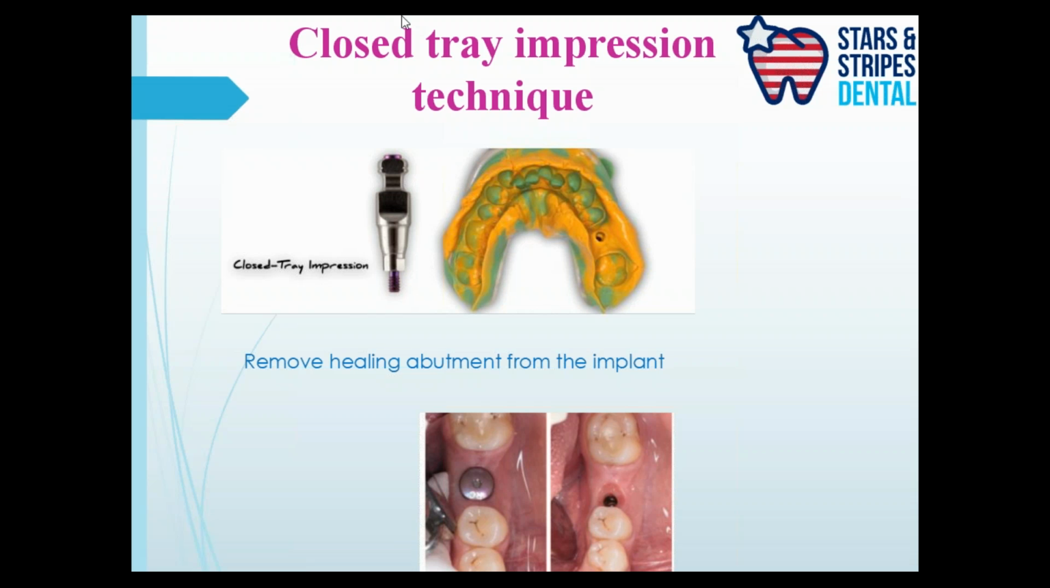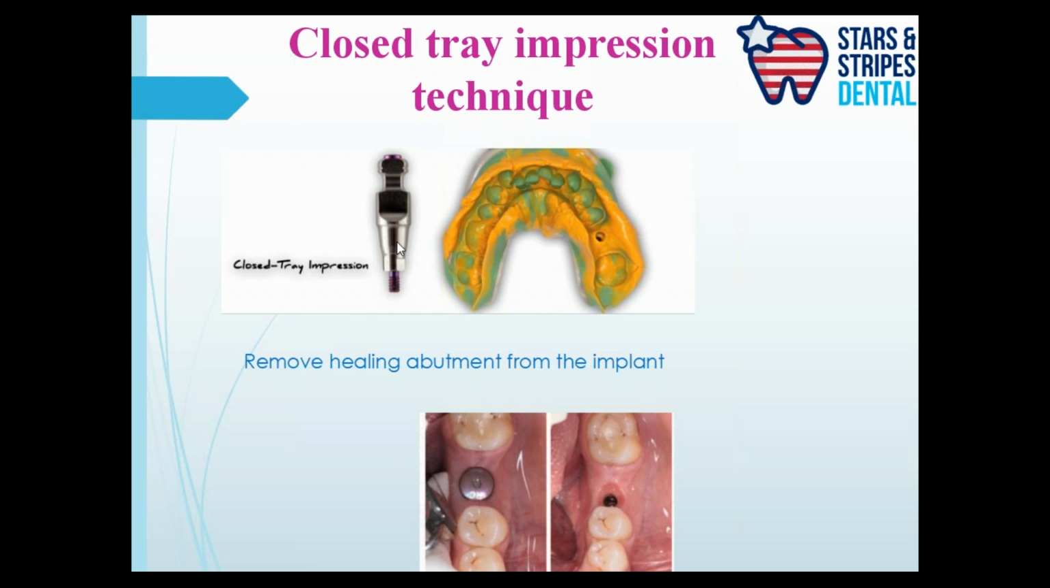Okay. So in the closed tray technique, this is how you see the patient with the healing abutment in the mouth. So you take the implant hex, you remove the healing abutment from the patient's mouth, keep it in a safe Dappen dish dipped in chlorhexidine or something. Okay. Then you place your impression post inside the implant. Since this is the closed tray technique, the impression post will be a little bit shorter.